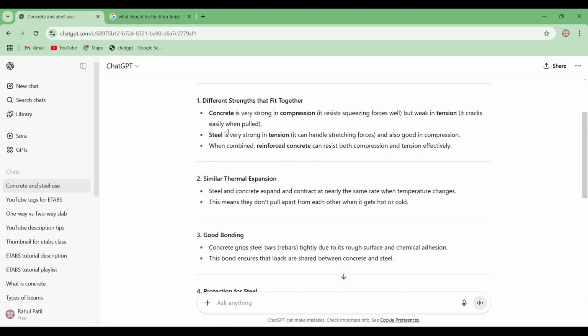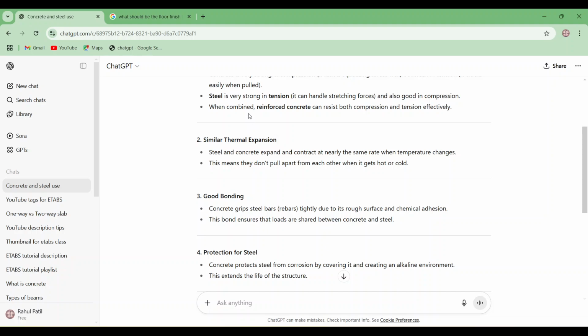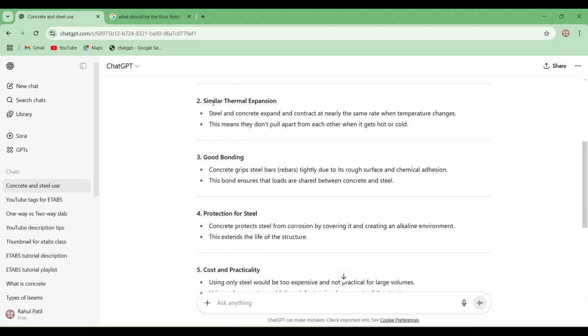Okay, so concrete is good in compression but weak in tension. And here you see why steel: because steel is very strong in tension and also good in compression. So steel is good in both compression and tension, but concrete is weak in tension. That's why we use steel in the concrete. When combined, reinforced concrete can resist both compression and tension effectively. That's why we use reinforcement in the concrete.